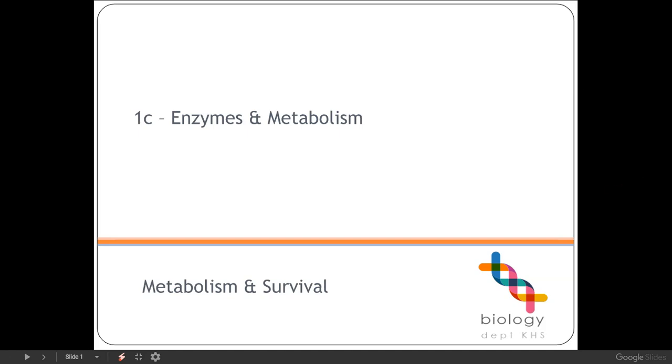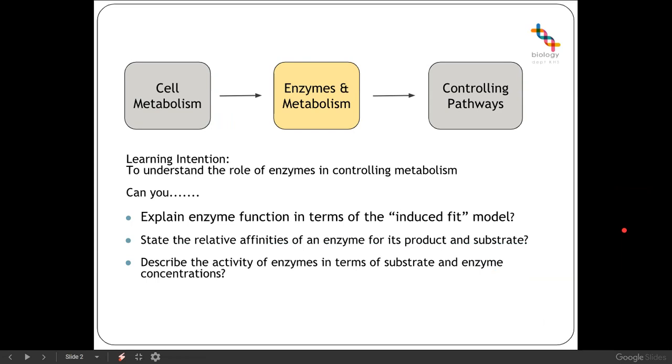And welcome to this lesson for Higher Biology, which today is looking at enzymes and metabolism. So up until now we have been looking at how metabolism actually acts in a cell, what it does and where it's occurring. What we're going to be looking at today is the role of enzymes in controlling that metabolism.